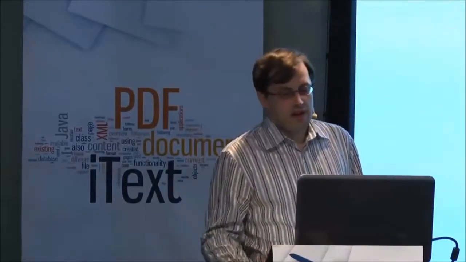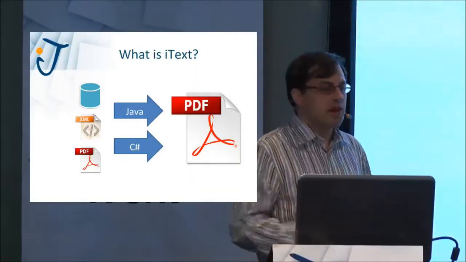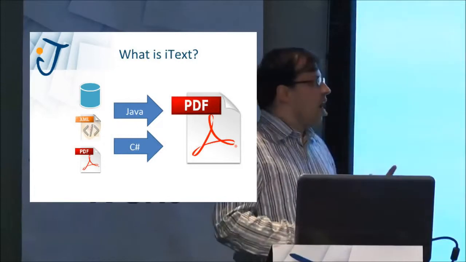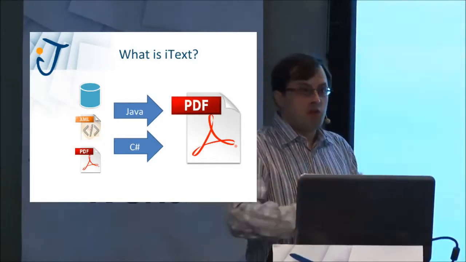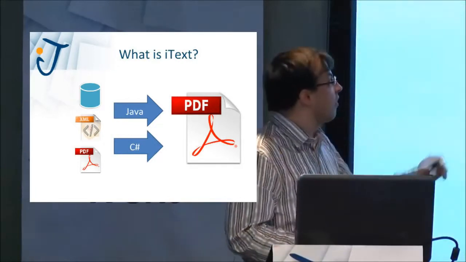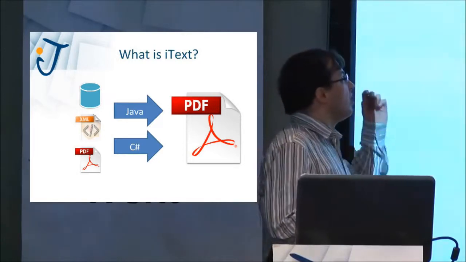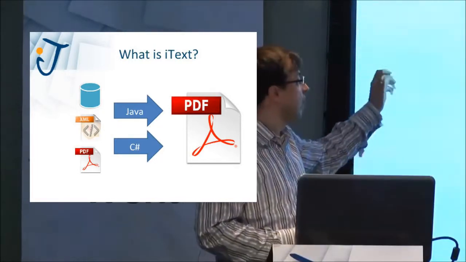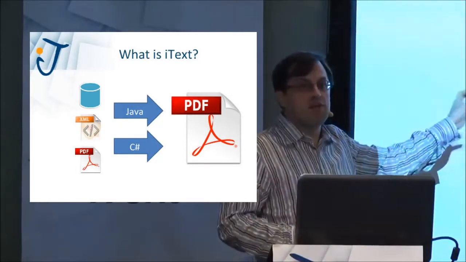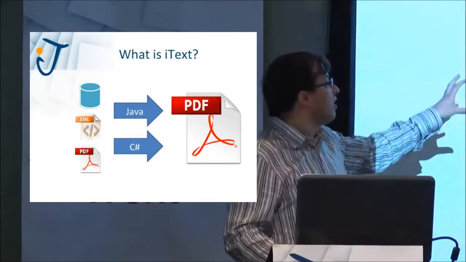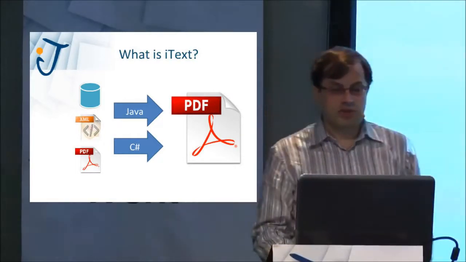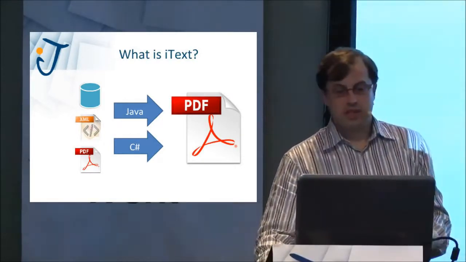I'll start with, well, for those who don't know what iText is all about: creating PDFs, not manually, but through a program we've written, either in Java or C#, and we use as input data from a database or XML, or we use an existing PDF and we stamp stuff on, or we use an existing PDF and we merge it with database data. That's what iText is about in one slide.